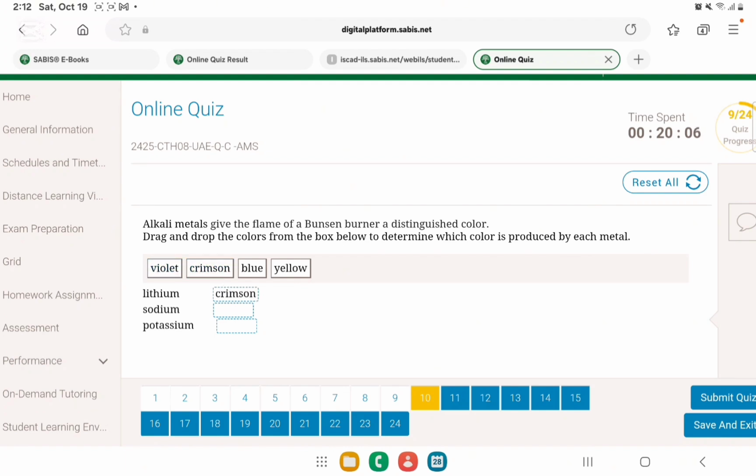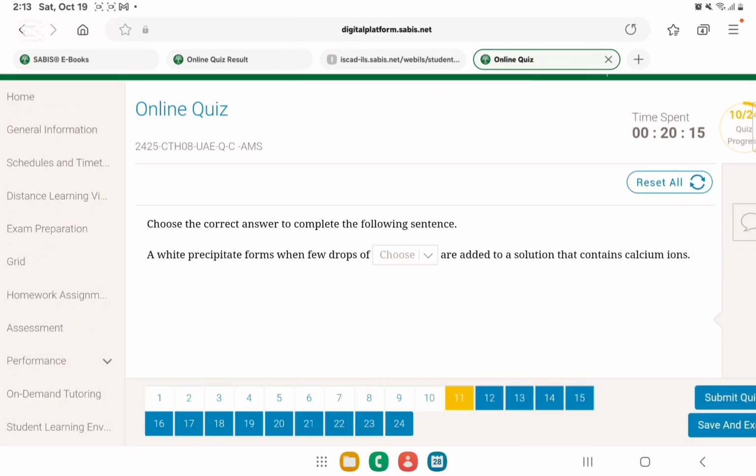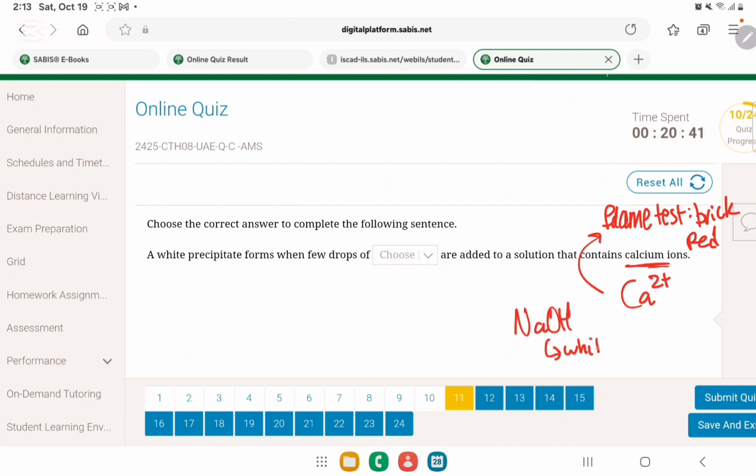Lithium is crimson red, sodium is yellow, potassium is lilac or violet. White precipitate, okay. Again, calcium ions, Ca2+. What do I know about calcium? When you test it using the flame test, you get a brick red. When you test it using NaOH, you get a white precipitate that doesn't dissolve in excess. And when you test it using NH3, you get no precipitate.